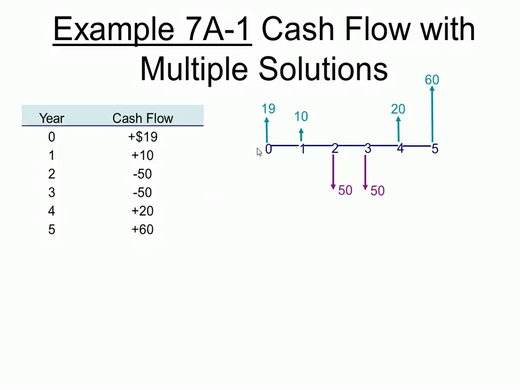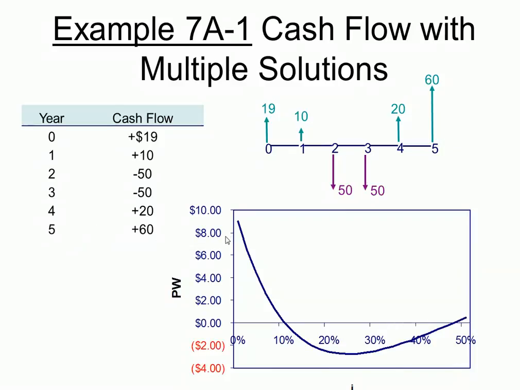If we drew a cash flow diagram, it would look like this. We have 2 positive cash flows, 10 and 10 respectively, for years 0 and 1. Then for years 2 and 3 we have 2 negative cash flows, arrows pointing down, the same size because it's 50 in both cases. And then we have 2 arrows pointing up for 2 positive cash flows of 20 and 60 in years 4 and 5.